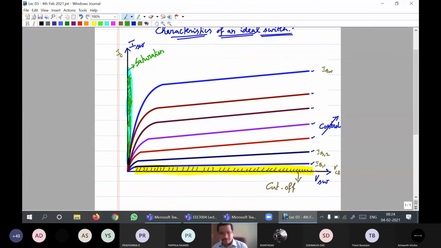Cutoff and saturation. There is one more region. Do you recollect that? Where will it be? Active region. Active region. Excellent. Where will it be located? You can only tell, you can't draw. Just try to elaborate where it will be located, meaning closer to the y-axis, closer to the x-axis, top, bottom, middle, something like that.